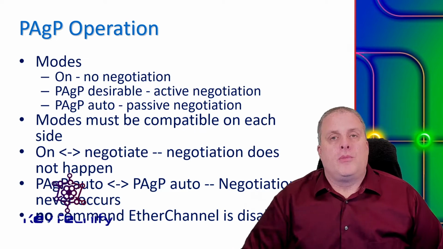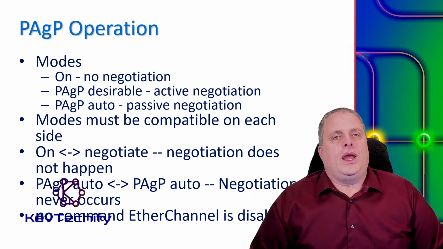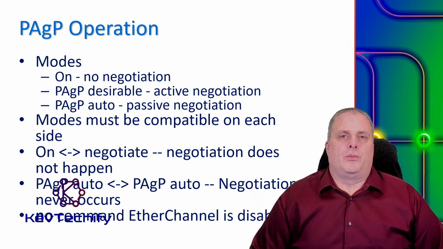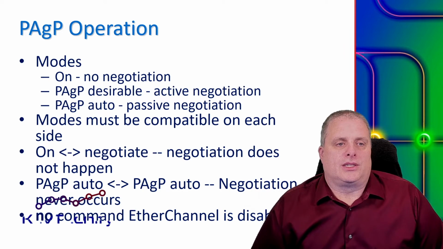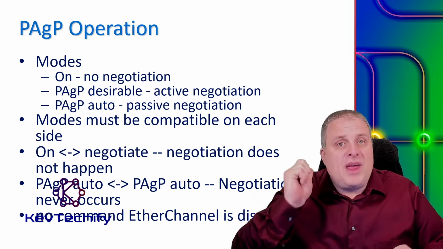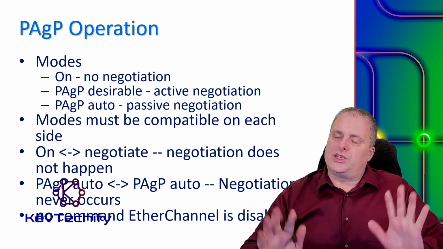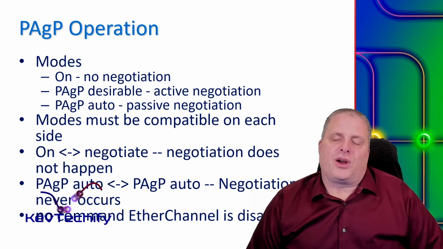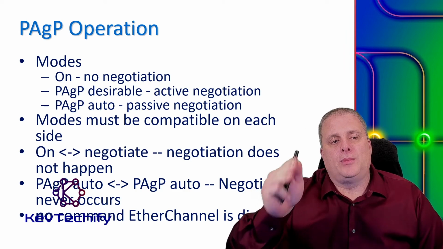Let's do this. PAgP auto is what we call passive negotiation. They're just going to sit there and wait. They're not going to actively find somebody to negotiate with. But if somebody initiates that negotiation with them, then they will complete that negotiation process. So PAgP desirable is out there. It's the go-getter. It's, hey, I want to make a connection. How about you? Let's make that connection. PAgP auto is a person sitting back there saying, okay, if somebody wants to negotiate with me, they have to start the process, but I will do that. So our three modes, once again, were on, PAgP desirable, and PAgP auto.